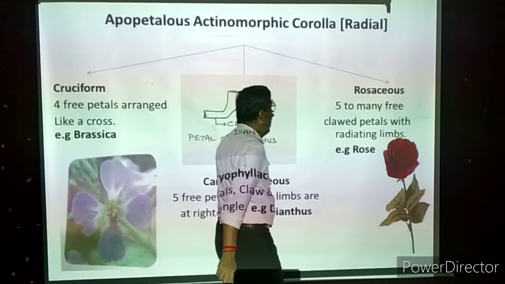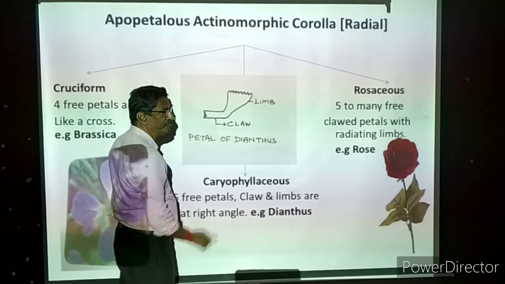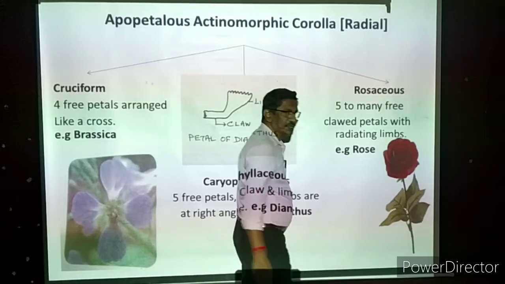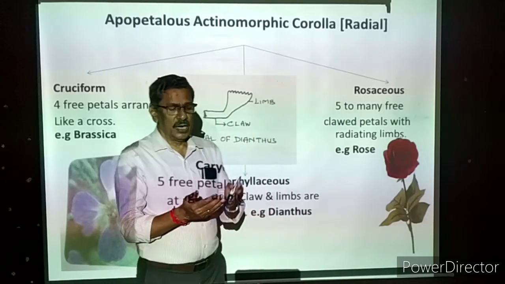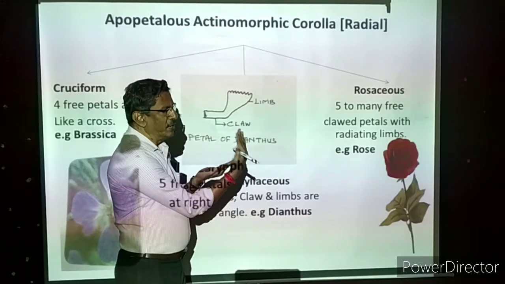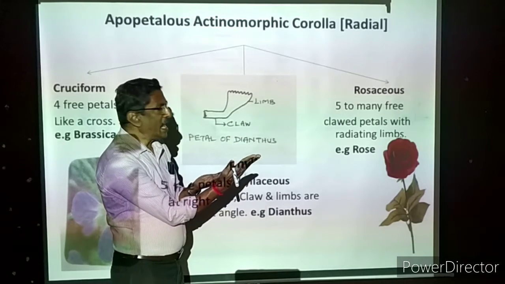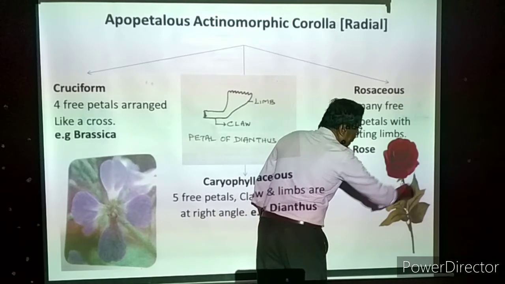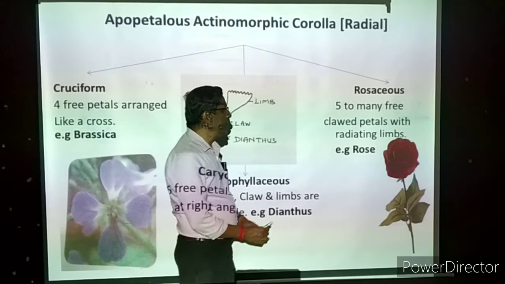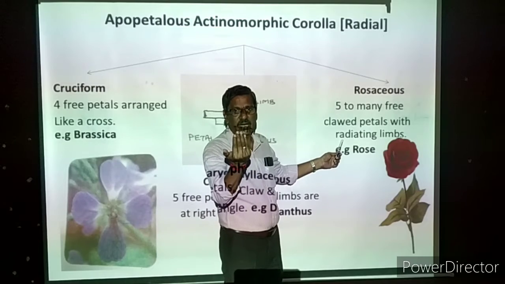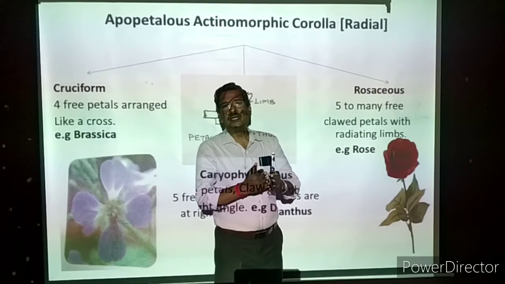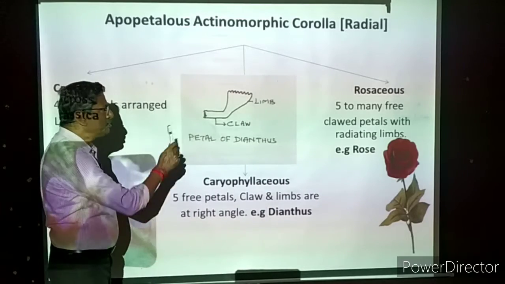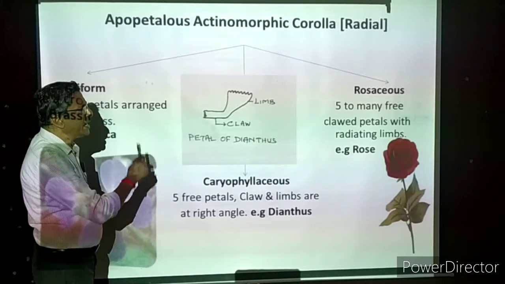Clawed petals. What is the meaning of clawed petals? They have a claw. Clawed petals with radiating limbs. What is the meaning of radiating limbs? Now the claw and the limb will not be at right angle, but they are present in a slanting position, radiating, so that the petals are arranged circle after circle. This arrangement is called radiating. The limbs are not vertically erect, the limbs are in a slanting position. Example, rose. So 5 to many clawed petals with radiating limbs.